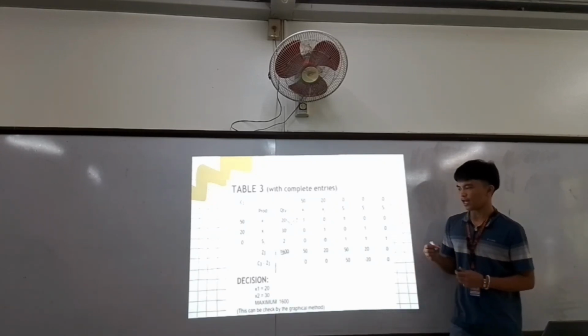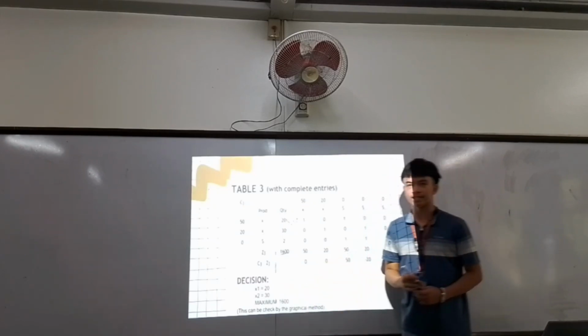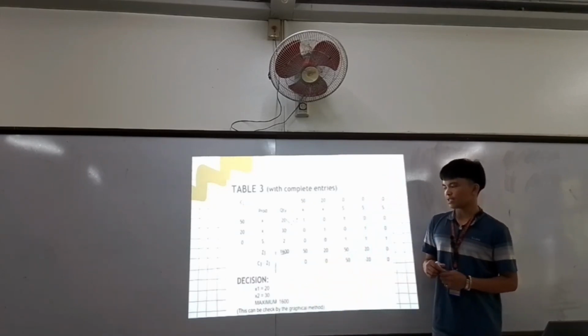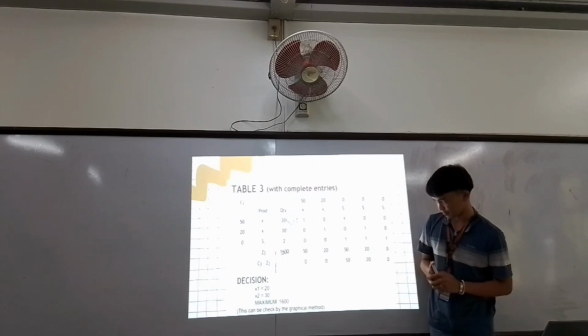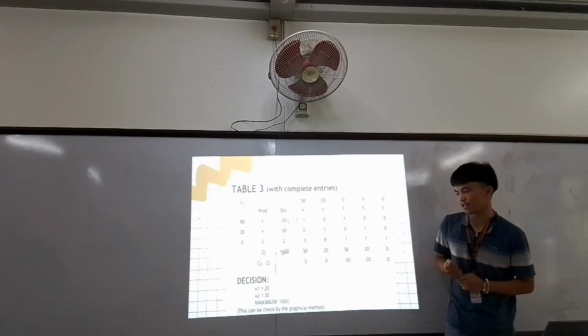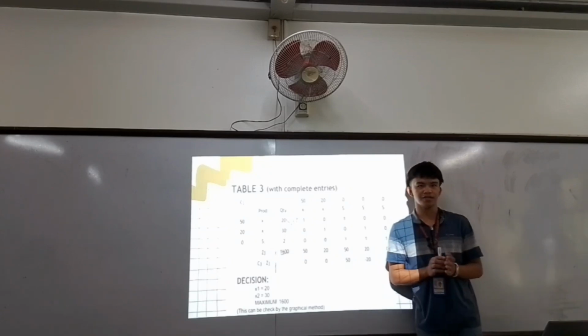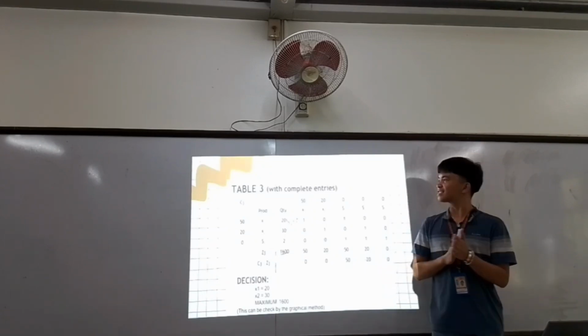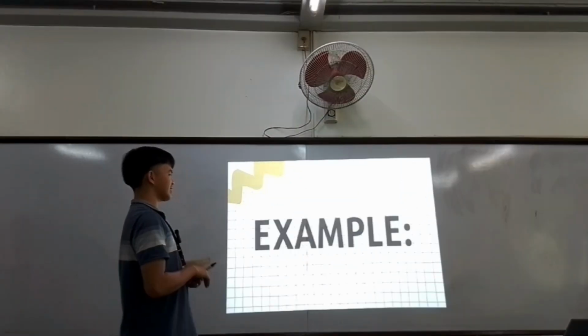So for the decision, x sub 1 is equal to 20 and x sub 2 is equal to 30. So the maximum amount of this example is 1,600. So that's it for this table. Let's move on to my example.